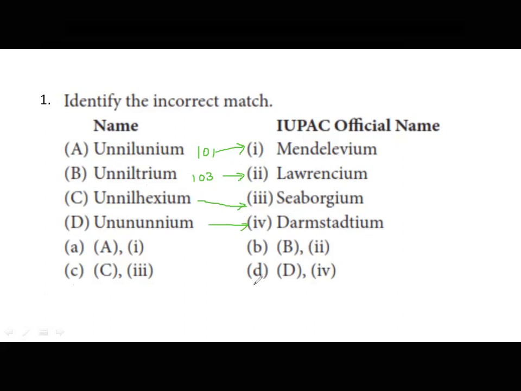So they had to give the options here. So we write A is 1. All the 4 options are correct.